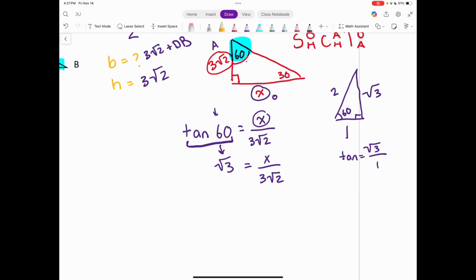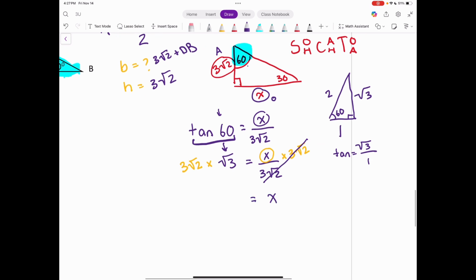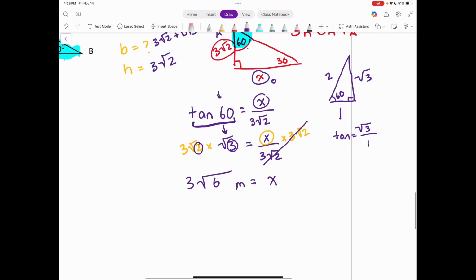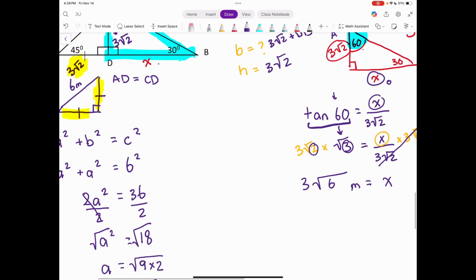In order to get x by itself, right now x is being divided by 3 times the square root of 2, so I'm going to multiply both sides times 3 times the square root of 2. These will cancel out, so I'll be left with x on this side. And x is equal to 3 times, and remember when we multiply radicals, we multiply the two radicands together, so 2 times 3, which of course is 6. So what did I just find out? I just found out that x, this section here, is equal to 3 times the square root of 6.